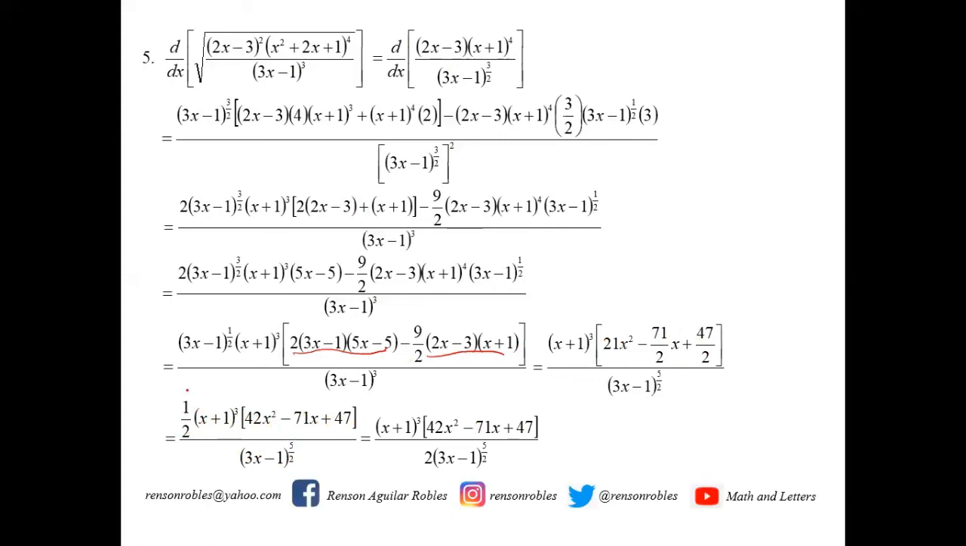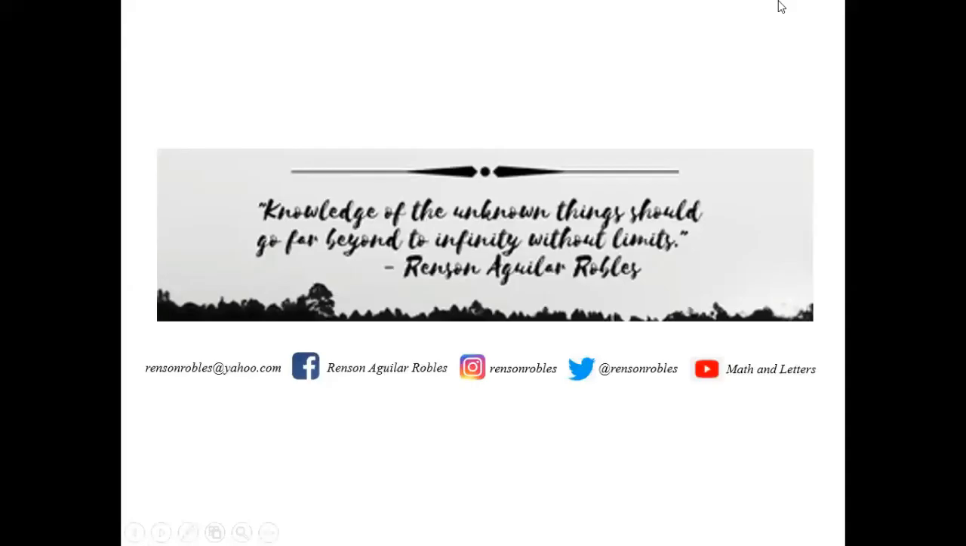And then again, to avoid this 1/2, I can write it of the form 1 all over 2, and then you copy everything. And finally, the derivative of the function, okay, is equal to x plus 1 to the third power times the quantity 42x squared minus 71x plus 47 all over 2 times the quantity 3x minus 1 raised to 5/2. And let's see. Okay, and that's it for now.